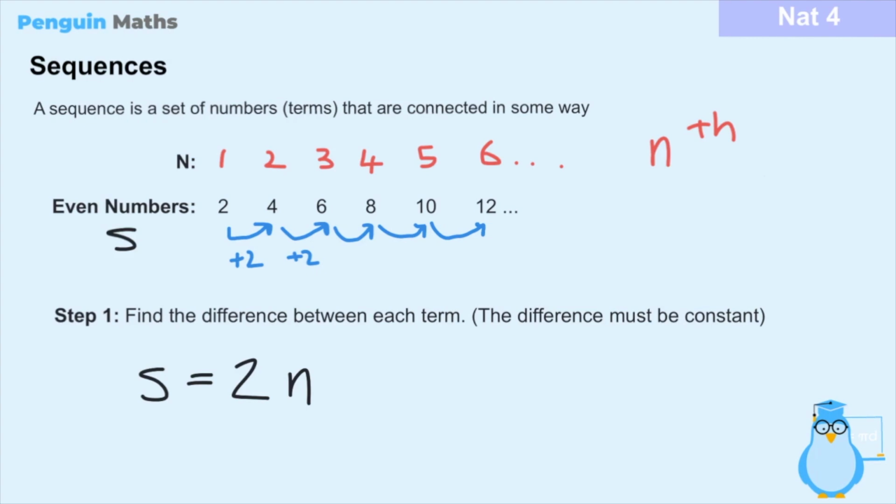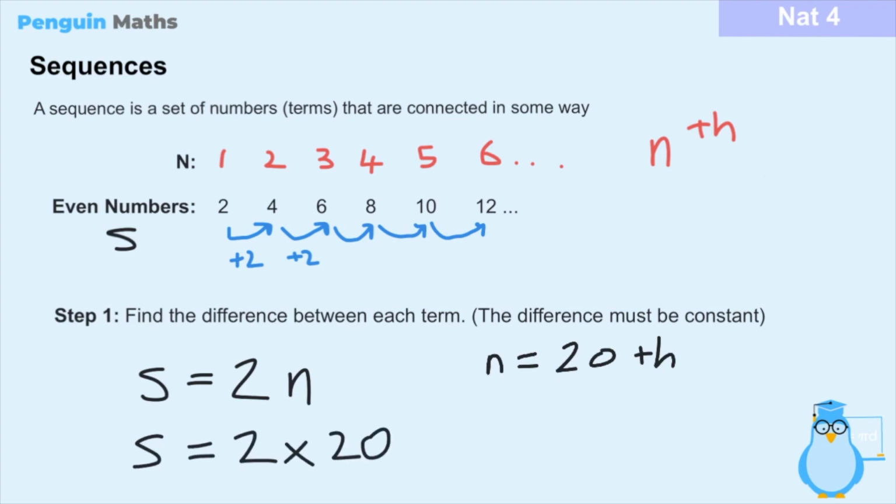And now what that means is, because we have an equation relating S and n, we can find out whatever term we want within the sequence. So let's say we want to figure out the 20th term within this sequence. Well then all we have to do is substitute in n is equal to 20. So we would have S is equal to 2 times 20, and that means that the 20th term within the sequence would be equal to 40.